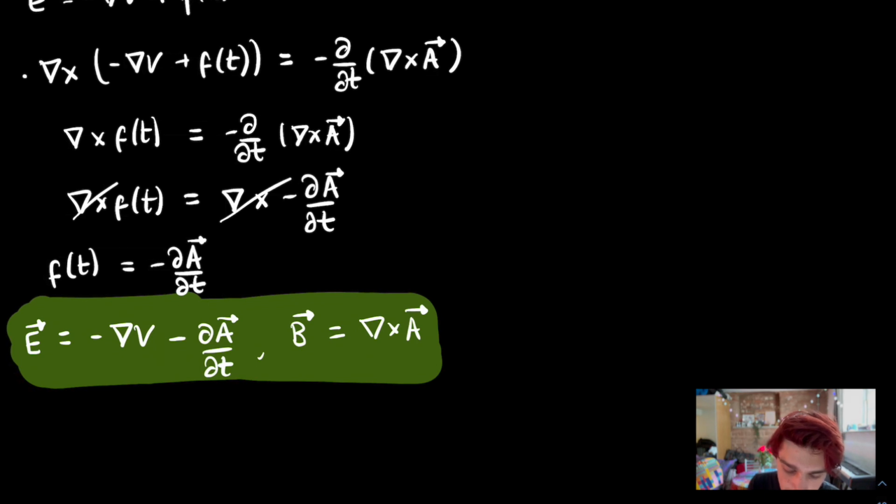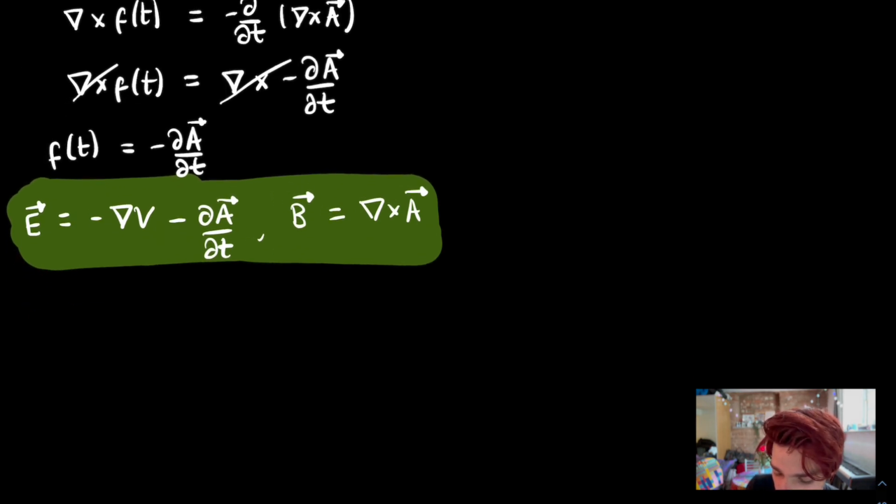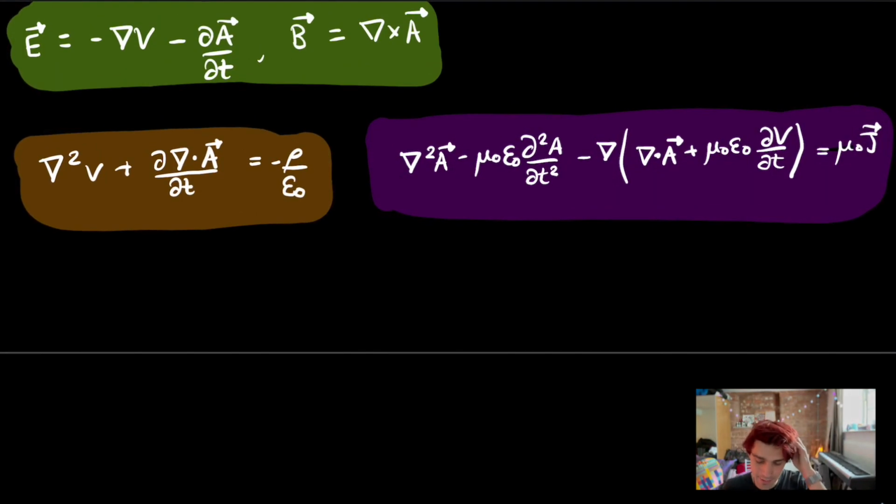Instead of in terms of the fields, we can actually write them in terms of the potentials. And so when we do that, we get these two equations right here. These new equations essentially contain all of the information within Maxwell's equations. They're just written, instead of in terms of the fields, in terms of the potentials.